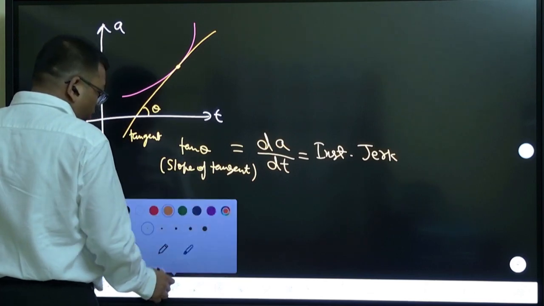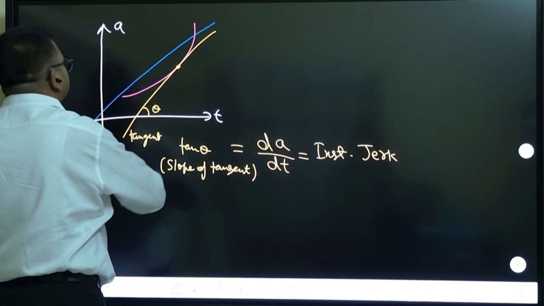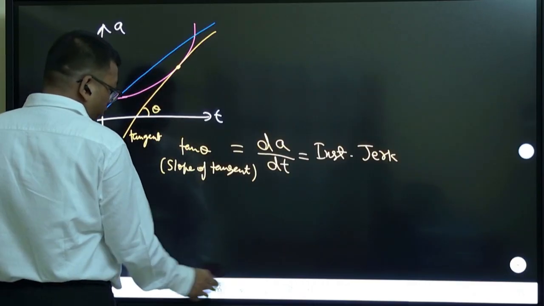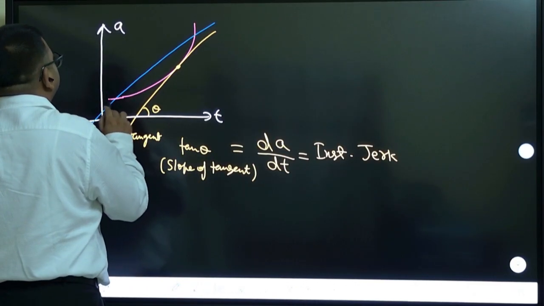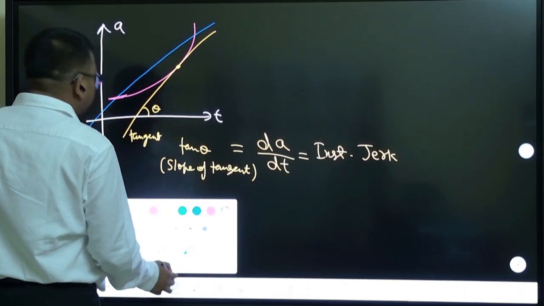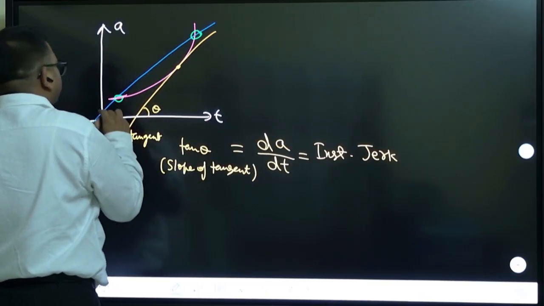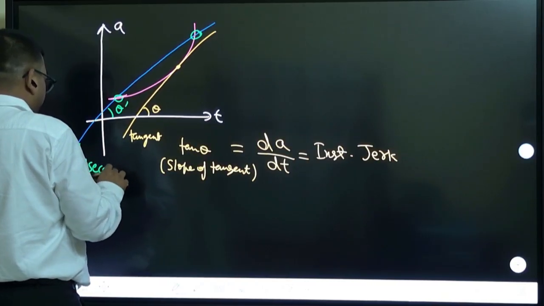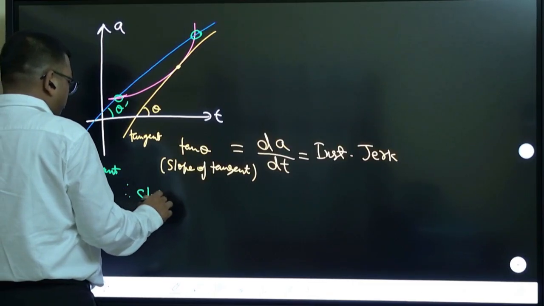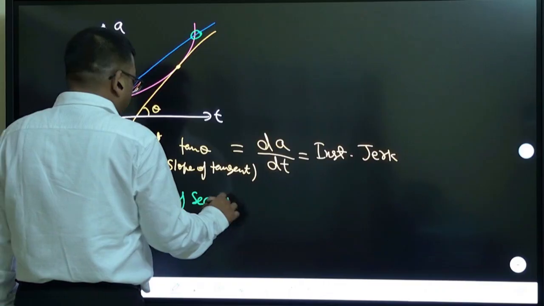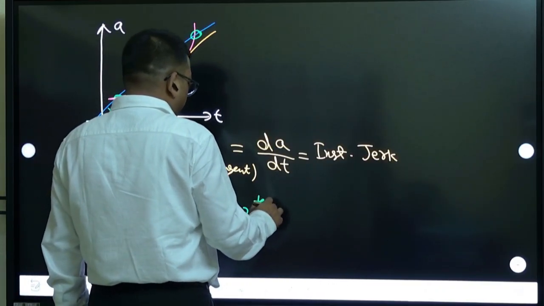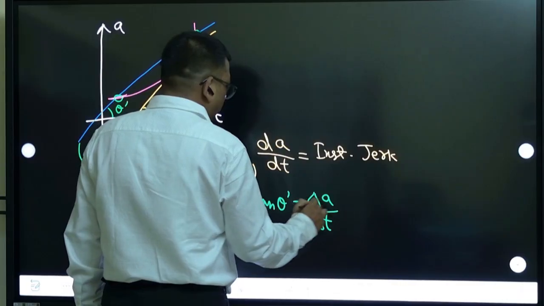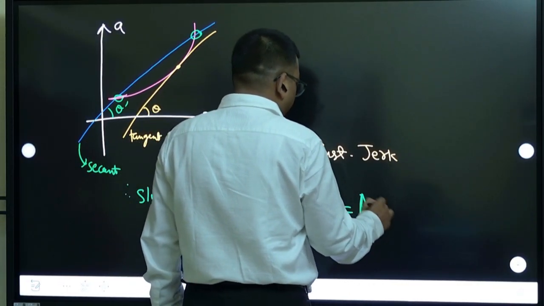Similarly, if I make a line which is a secant, of course we have to show it is cutting at 2 points, right? Let us show that it is cutting somewhere. So it is cutting at these 2 points here and here, and this is theta dash. So this line is a secant line. So the slope of the secant here is nothing but tan theta dash, which is delta A by delta t. This delta A by delta t is average jerk. It is called average jerk.